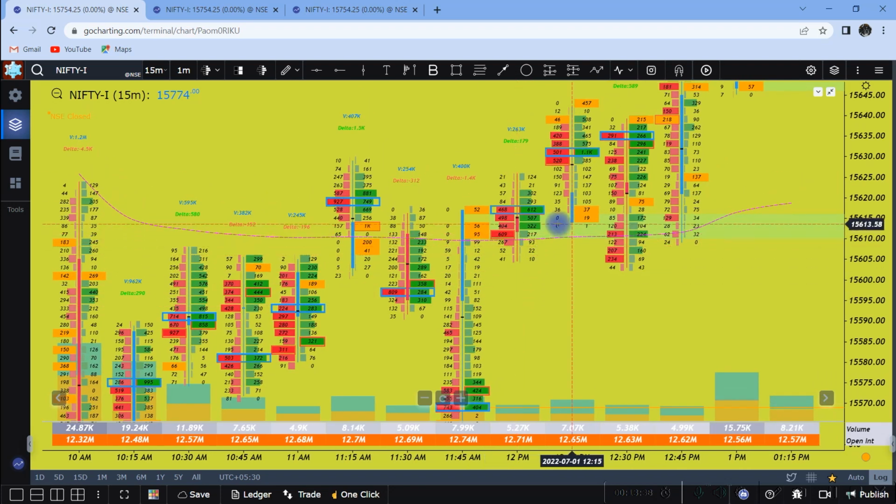Now what happens thereafter is another market buy imbalance. Okay, so the market goes there and then the choppy action starts.